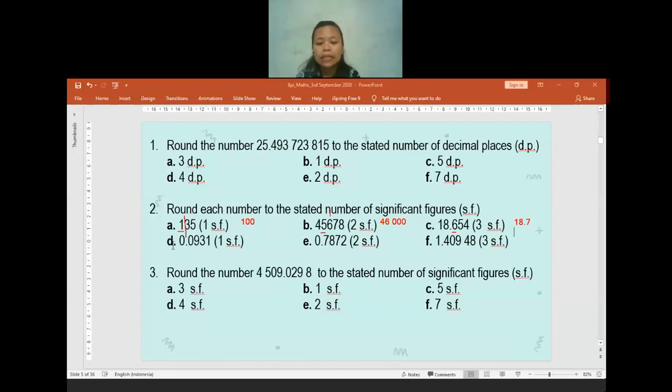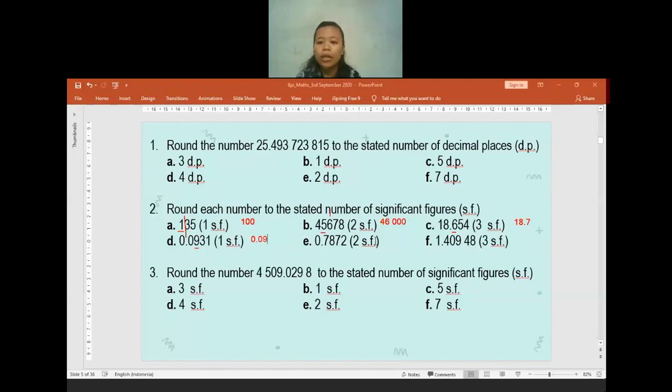For question D, we have 0.0931. Remember, the first significant figure is the first non-zero digit. So the first significant figure is 9, not 0. We have to round off the number correct to one significant figure. So we check the 9. Next to 9 is 3, so it means the 9 will stay as it is. Remember, we have to make the value of the number consistent. That's why we cannot write the answer as only 9. We have to write 0.09. That's it.